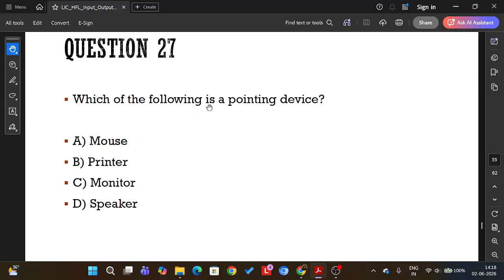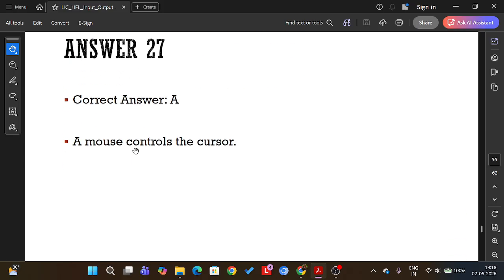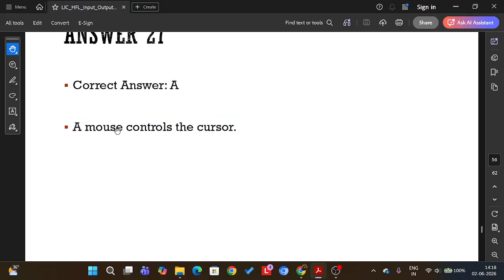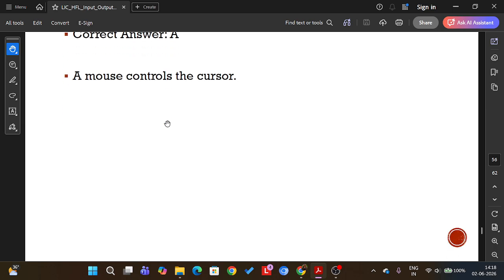Question 27. Which of the following is a pointing device? Mouse, printer, monitor, or speaker? Something which we use to point. So it would be a mouse. A mouse controls the cursor. I can move my cursor on the screen.